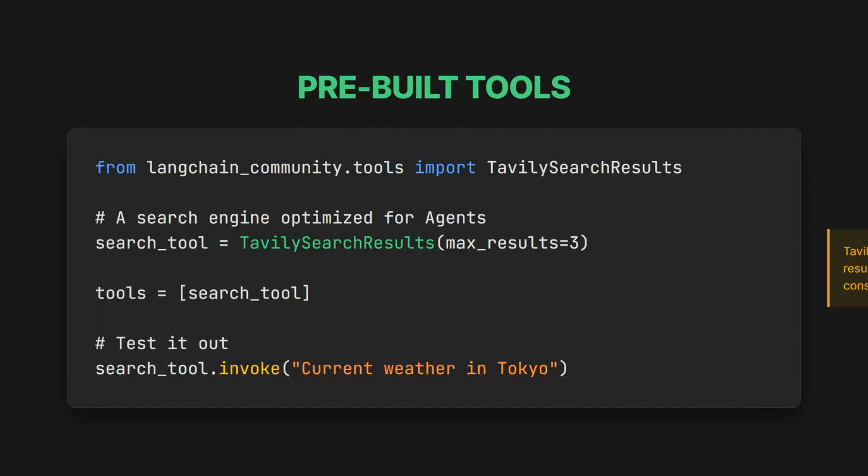In the previous video, we made a custom math tool, but you don't always have to build from scratch. LangChain has hundreds of pre-built tools. For this agent, we will use Tavily. It is a search engine built specifically for AI agents. Unlike Google, which gives you messy HTML, Tavily gives you clean, parsed JSON that the model can easily read. It's as simple as importing Tavily search results and initializing it.